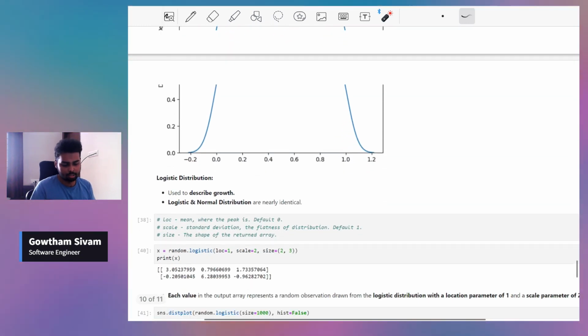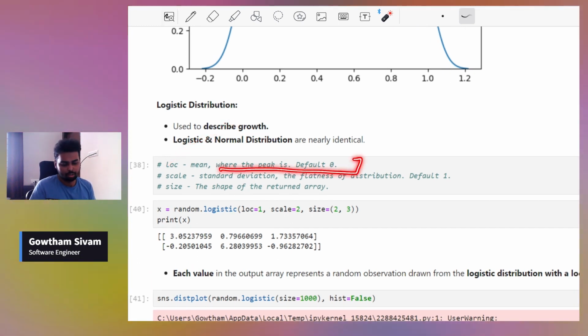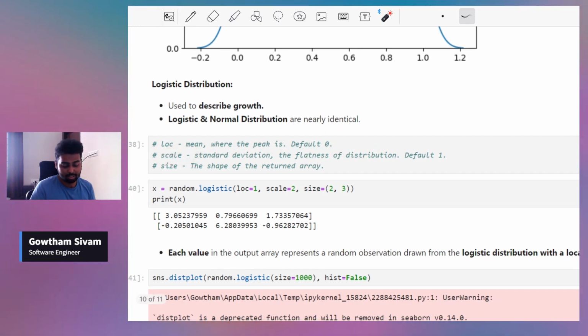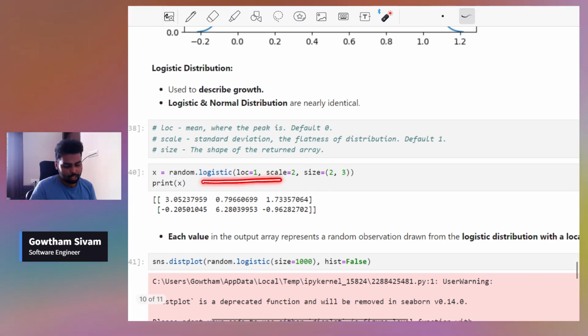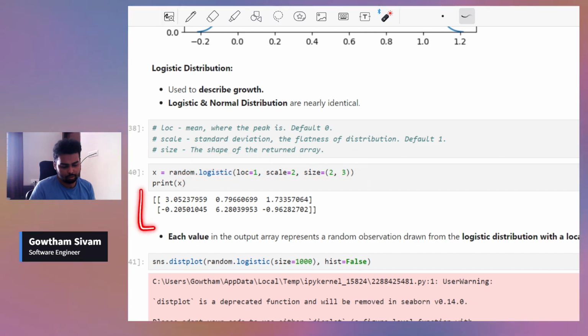Next is logistic distribution, used to describe growth. Okay, logistic and normal distribution are more or less identical. It helps us to understand the actual growth. If you see here, there are parameters like loc. Loc always means mean here, where the peak is; by default it will be 0. Next is scale, which is actually the standard deviation, and size, the returned array size. So these are all the parameters given to the logistic function, and we have used the logistic function here, and we have got the values here.